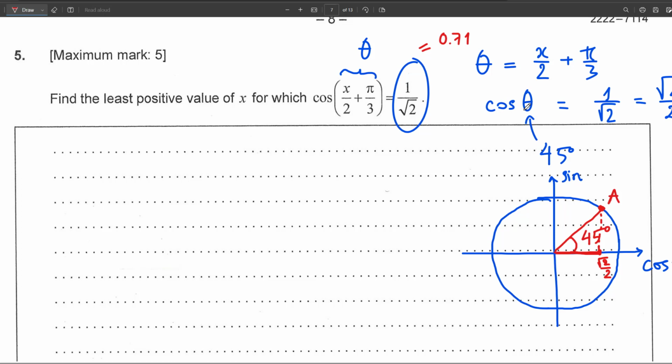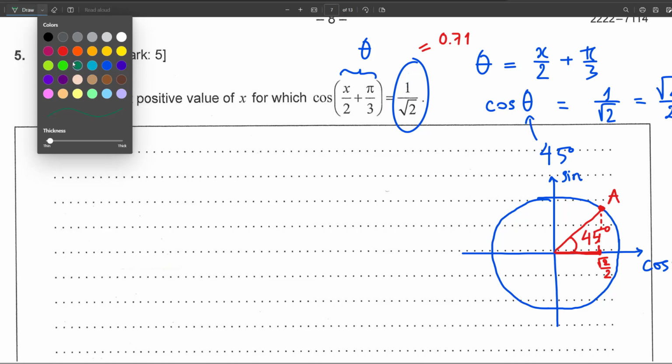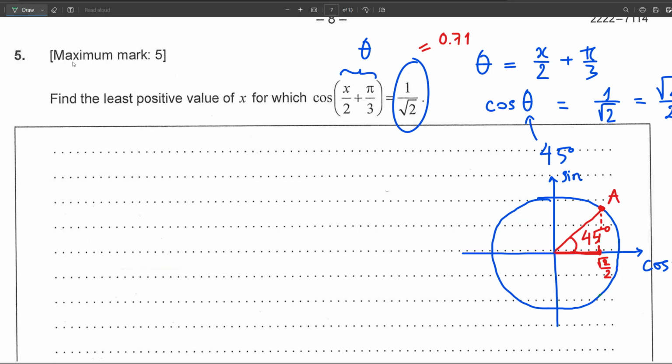Okay, this is 45 degrees. But this is not the only angle. There's another angle which is at the bottom here. Because the x coordinate of this point B, the point B below, is also here, that is, square root of 2 over 2. And the angle here below the horizontal axis is also 45 degrees.